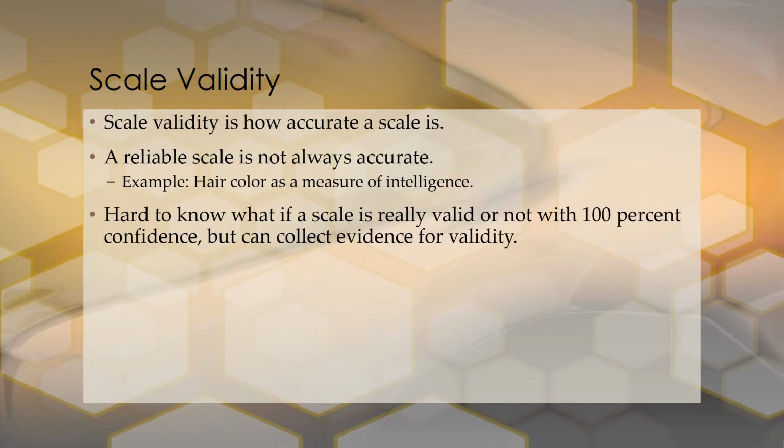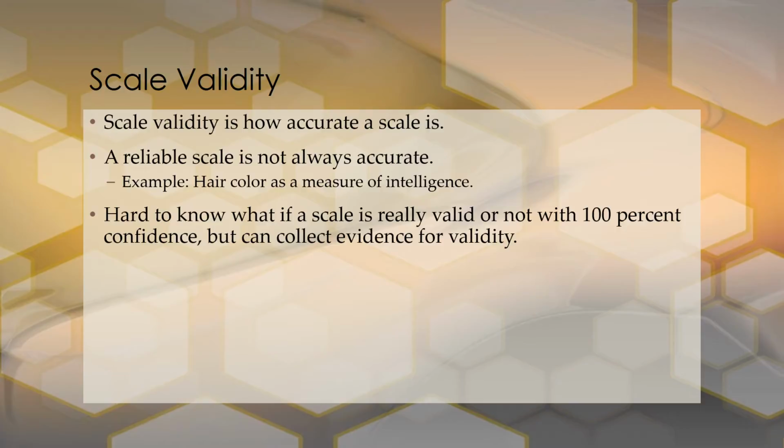So we talked about Cronbach's alpha and the reliability of a scale. However, a reliable scale is not always accurate. So remember, scale validity is how accurate a scale is. And just because a scale is reliable doesn't mean it's accurate, doesn't mean it's valid, but we do need to have a reliable scale for it to be valid. So reliability is kind of the first step, and then showing that it's actually valid is kind of the second step.